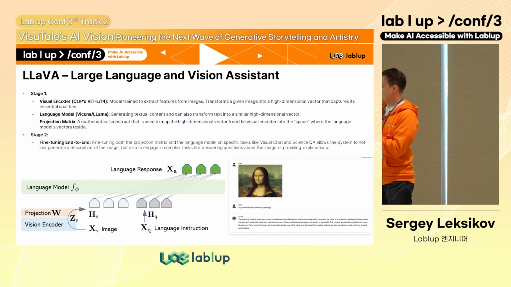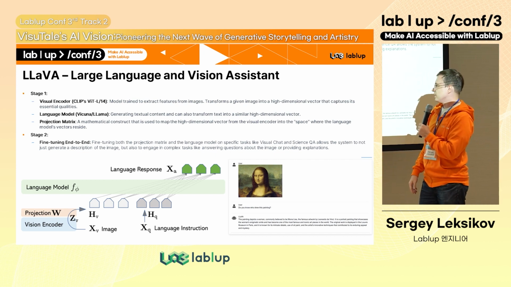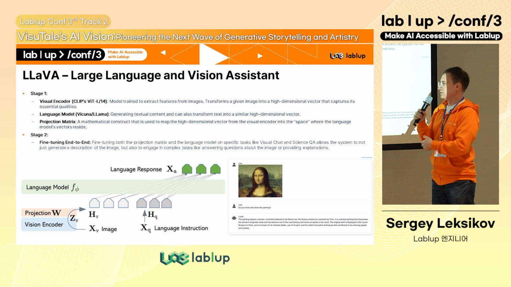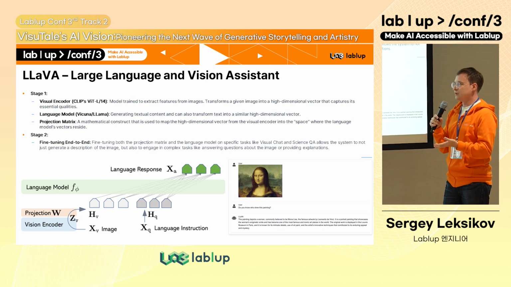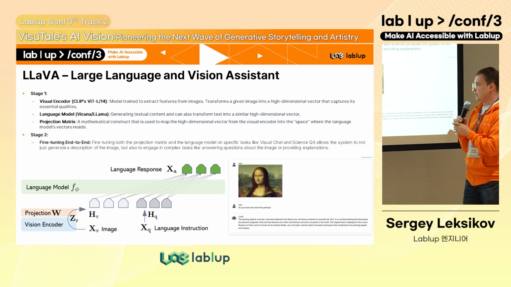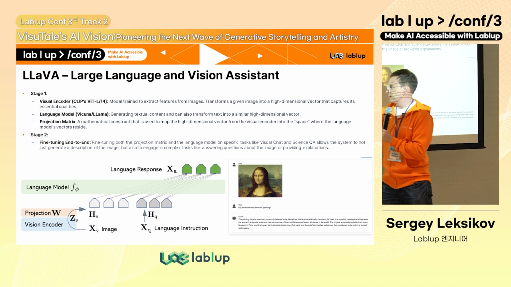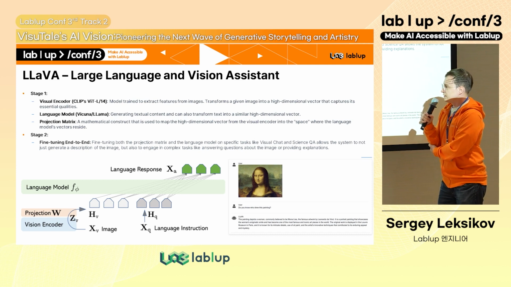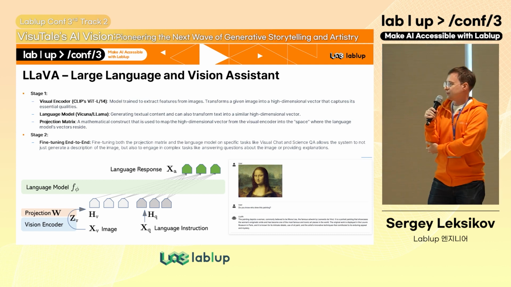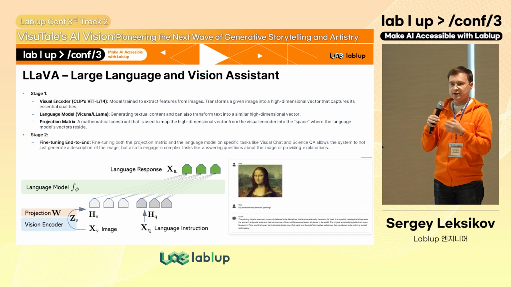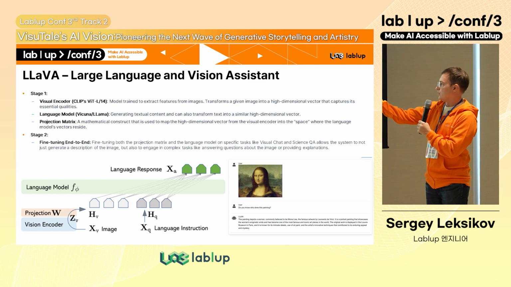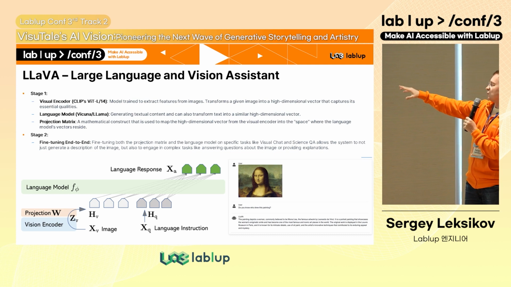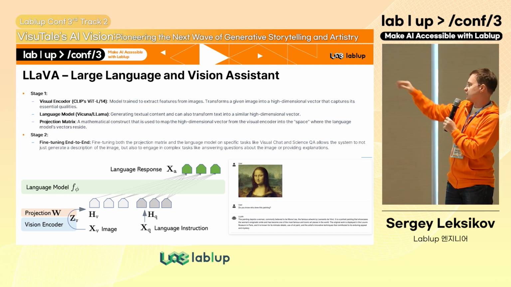And how Lava works in a simple way. For example, we have a language instruction, where users ask a question, like describe the image or what's unusual about the image. And we have the input as an image matrix. And then the projection matrix modifies this image matrix into a similar textual vector, which goes to the language model, and the language model provides a response.